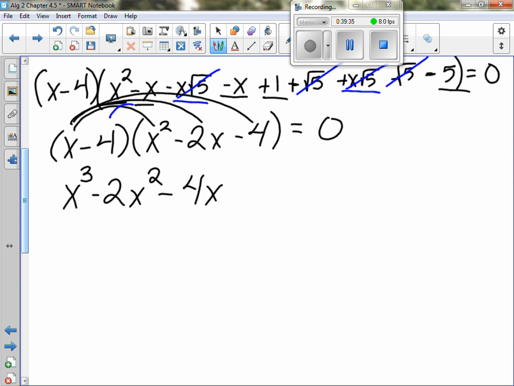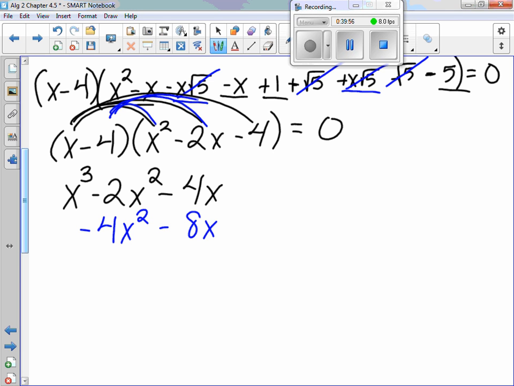Then we do negative 4 times x squared, yes? And sometimes when I'm doing this here, I'm not going to put it over here. I'll just put negative 4x squared. I'm just going to line the terms up, because if I have a lot of these, I line them up so I know what matches. Negative 4 times negative 2x would be negative 8x. And negative 4 times negative 4 would be plus 16.